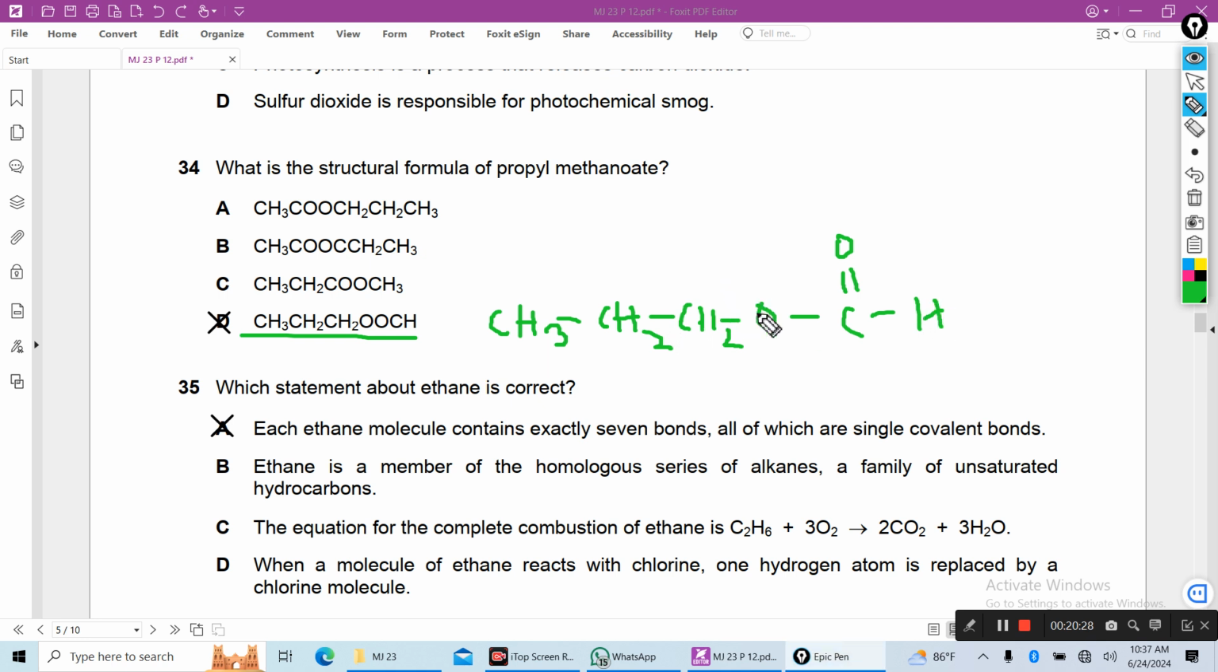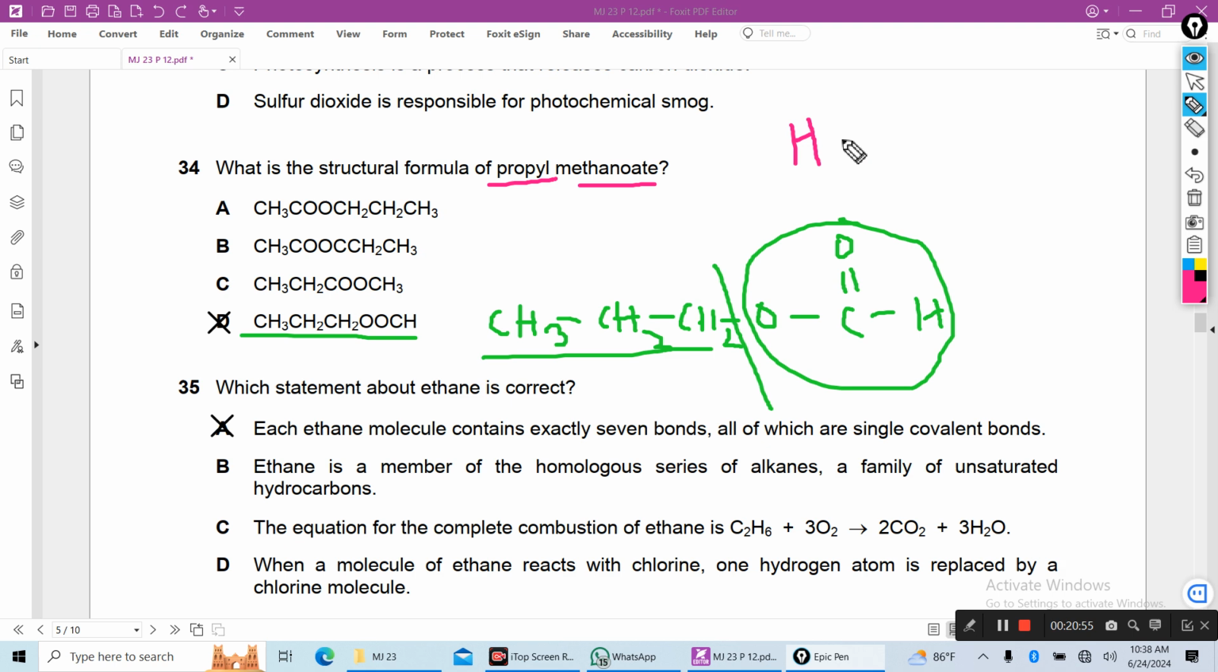So here this is the ester functional group. This is the alcohol part, propyl. This is the acid part. So this CH3 CH2 CH2 is propyl. Methanoate means H C double bond O, O. HCOO is the methanoate, the one-carbon alkanoate. HCOO minus, this is methanoate.